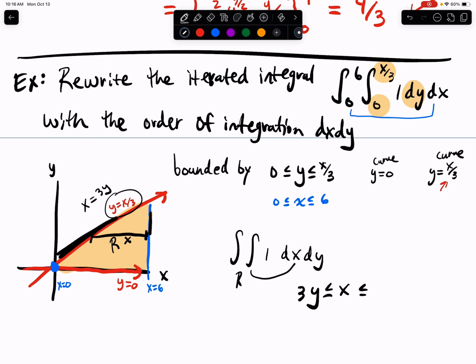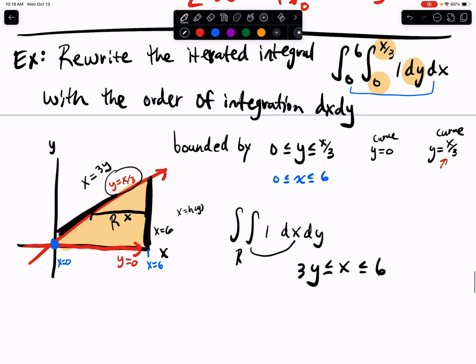Okay. Over here, I just have x equals 6. Well, x equals 6, that's a function. That's x equals h of y, isn't it? Or h of y is just 6. So x is always 6 on that side. Now I need from point to point. So I need the y value from point to point.